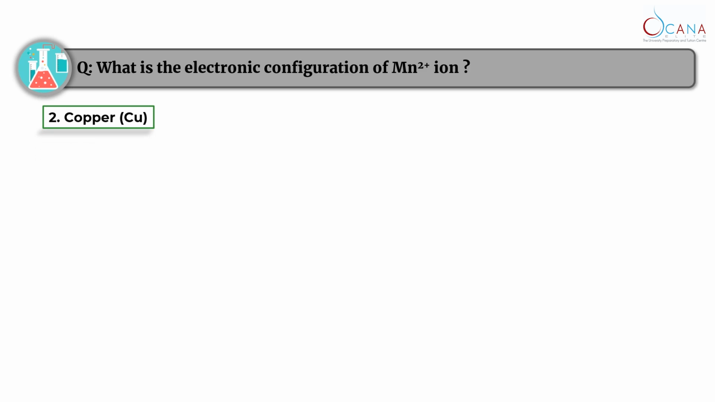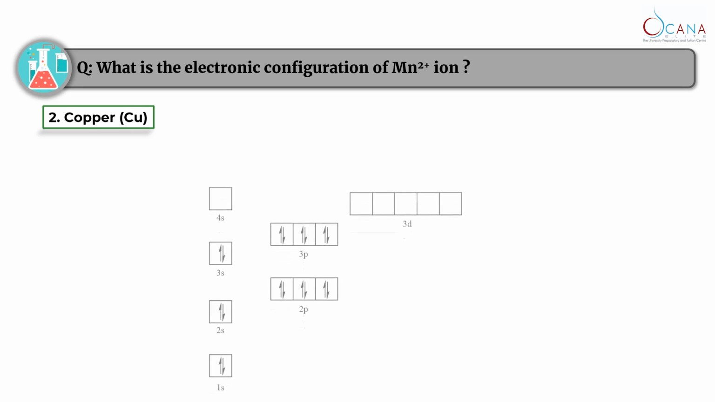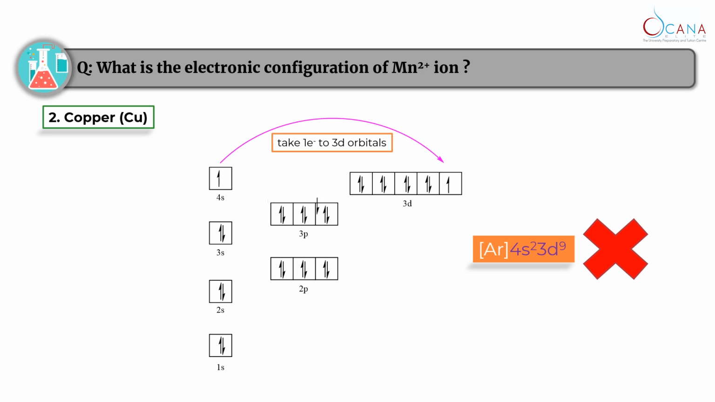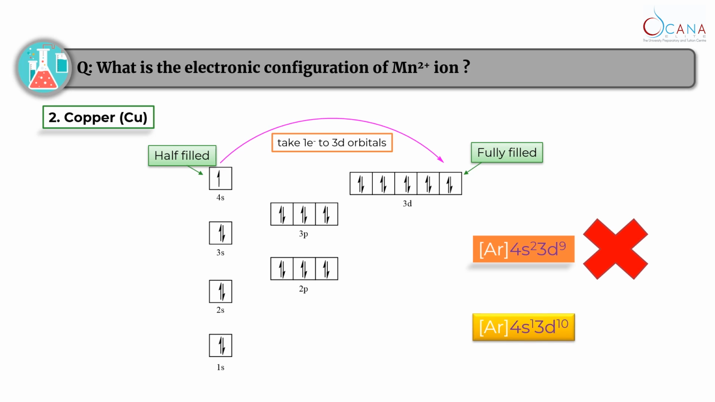The second element is copper. If we follow the rules mentioned before, we would get Ar 4s2 3d9. Similar to chromium, we can move 1 4s electron to 3d orbitals such that the 4s orbital is half-filled while all the 3d orbitals are fully filled. This also makes the copper atom more stable due to it being fully filled. Therefore, the electron configuration for copper should be Ar 4s1 3d10.